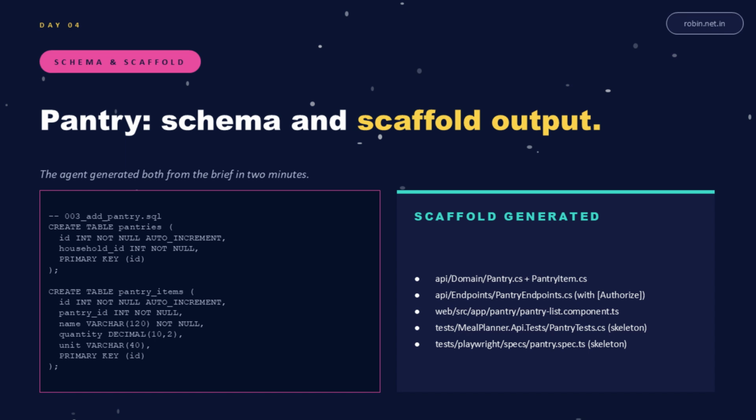Pantry.cs and PantryItem.cs in API/domain/. PantryEndpoints.cs in API/endpoints/ with the authorize attribute added because security audit said so. A pantry list standalone Angular component plus skeleton unit and Playwright tests.